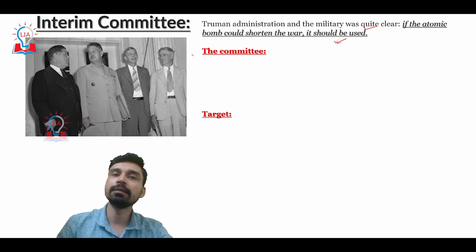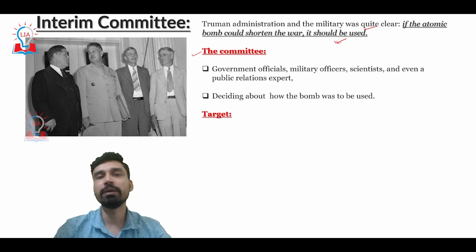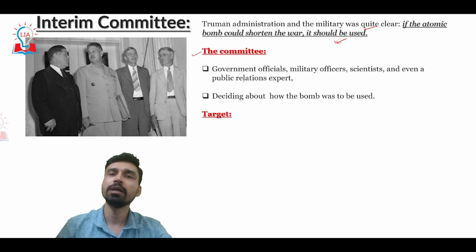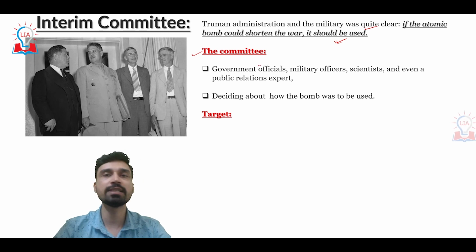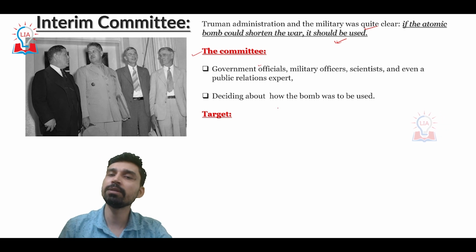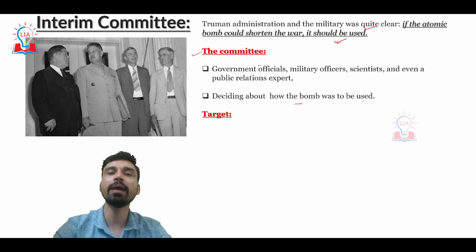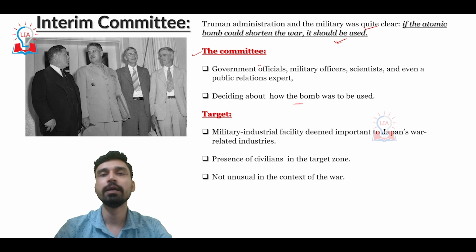And in this regard, President Truman formed a committee called the Interim Committee. This Interim Committee consisted of several individuals who were government officials, military officers, scientists, and even some PR experts. The main objective of this committee was to decide how and where the bomb had to be used. That means both the time as well as the target of the atomic bomb.